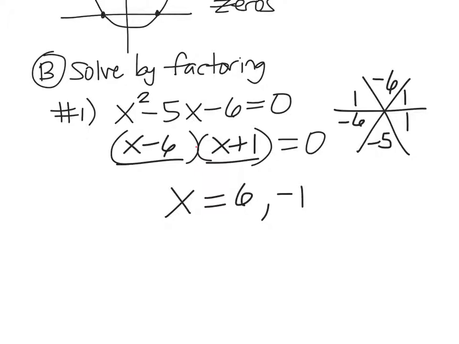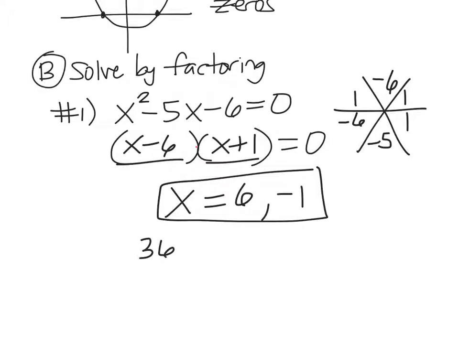You're going to get 2 answers for these problems, okay? Most of the time. Sometimes you only get 1, sometimes you don't get any. But a lot of the times you'll get 2 answers. And then you can check, does 6 work? Let's see. 36 minus 30 minus 6. Does that equal 0? It sure does. Check -1. That works too. I'm just saying it does because we did it right.